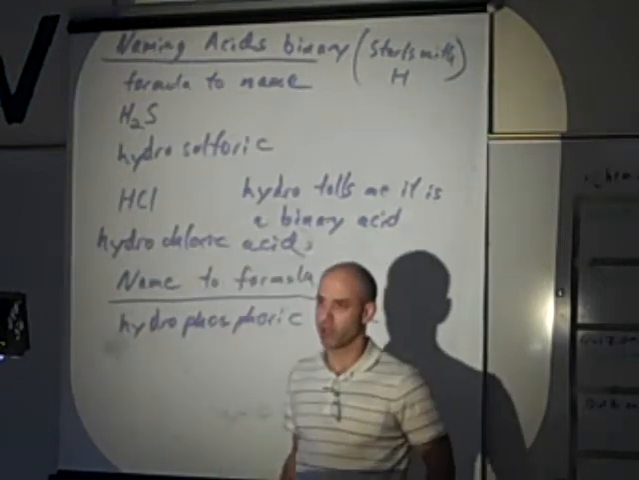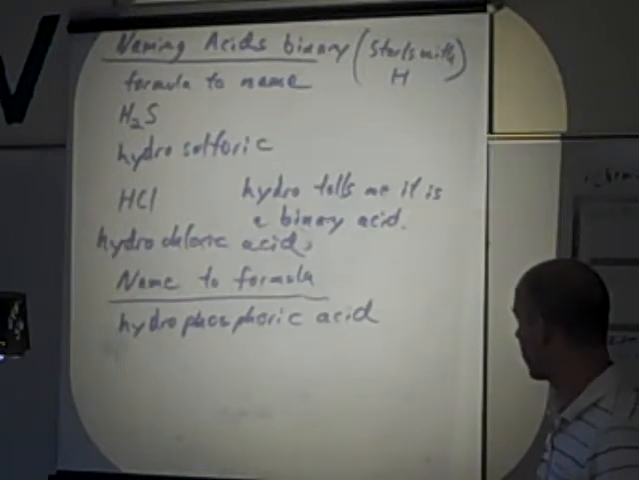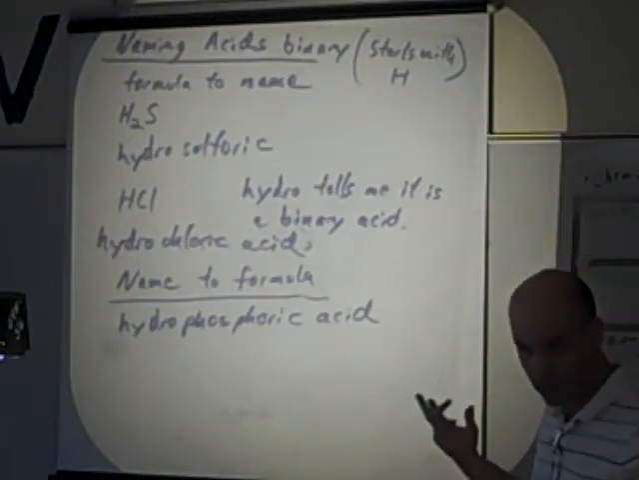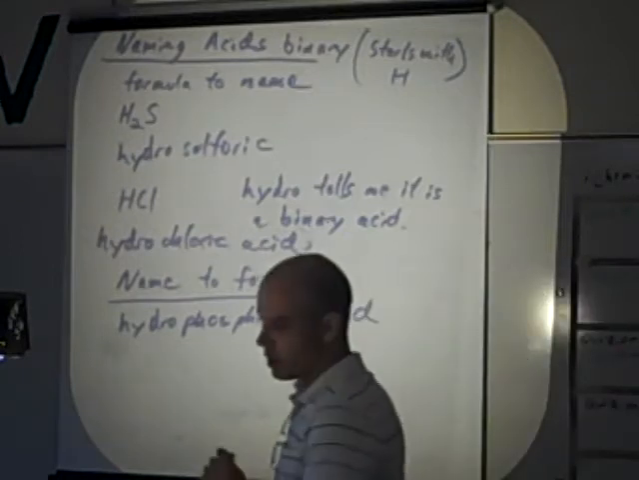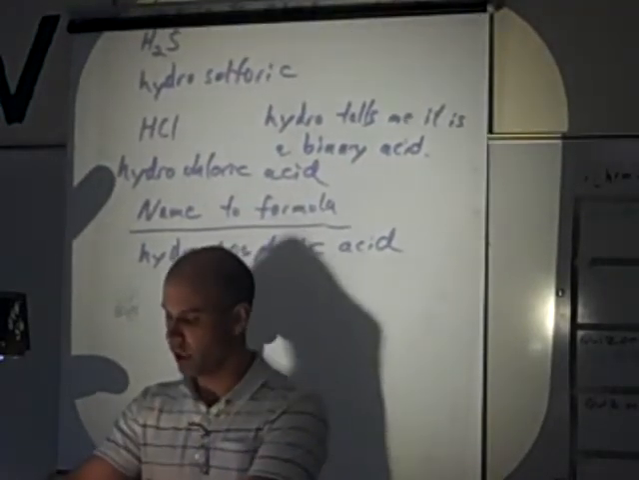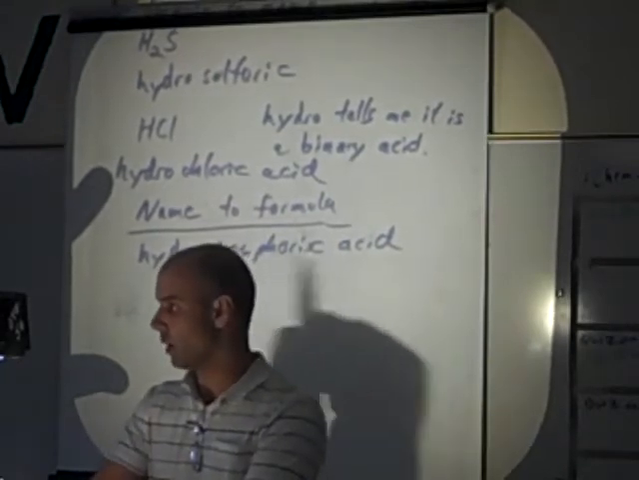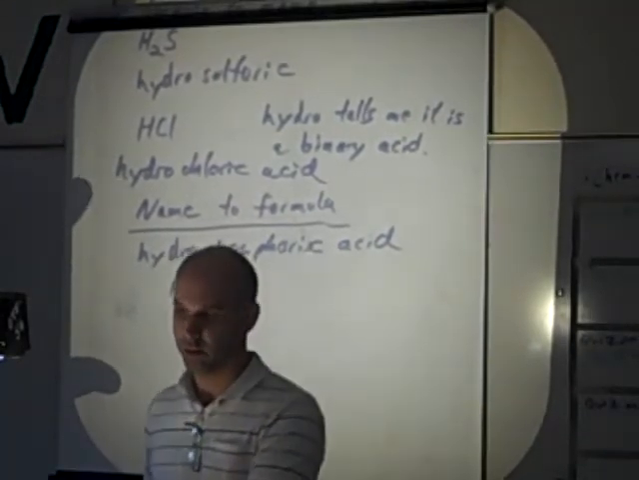the prefix hydro tells me it's a binary. It's a little bit of memorization there. Hydro is going to tell you it's binary. So if it's binary, there are only 2 elements present. Hydrogen, because it's an acid, so it should start with H. And then what's the other one here? Phosphorus.